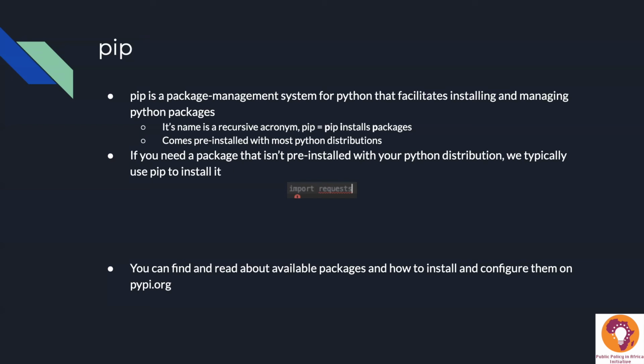And then if you need a package that isn't pre-installed with your Python distribution, we can use pip to install it. So here in this code, I've tried to import requests, and you can see it's underlined in red here, and there's this red bubble down here, and it's telling me module not found, basically. There's no such requests package in my environment.